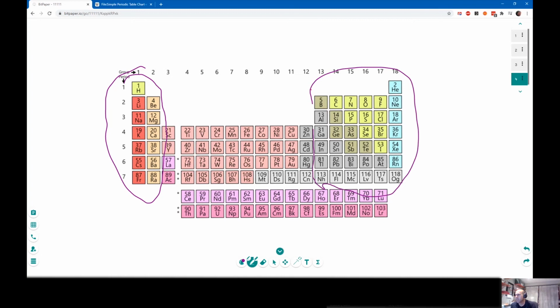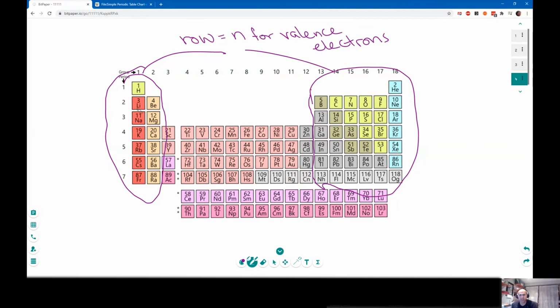So these are often referred to as the main group elements. The row is equal to n for the valence electrons. Lithium we saw is in row 2, and its valence electrons are in n equals 2. For the transition metals, the row minus 1 is equal to n for the valence electron. These guys, scandium, titanium, vanadium, so on, their valence electrons are in 3d, even though they're in the fourth row.